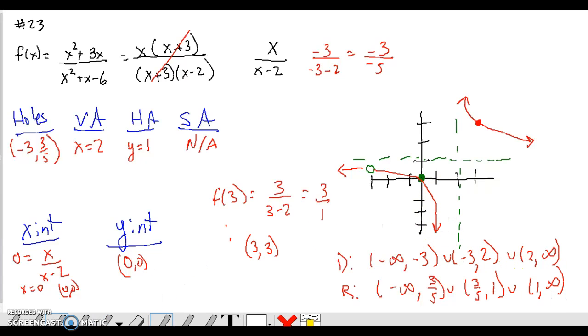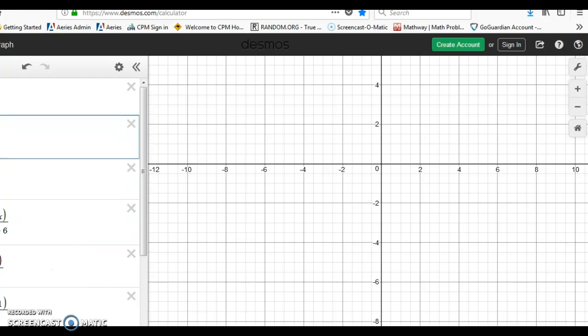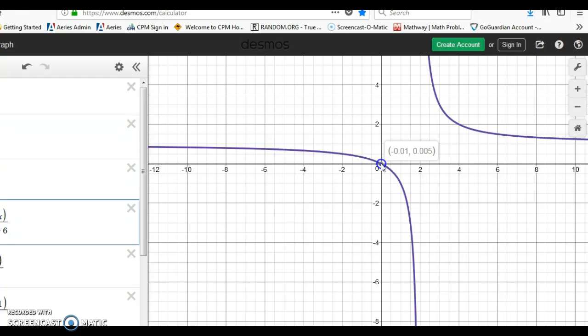Okay, so let's see what this graph actually looks like. So it'll look like that. So again, here is our x-intercept. We said that there was going to be a hole at -3. So notice that it says it's undefined. And we can kind of see an open circle at that point. Over here, we said 3, 3. So let's see, where's 3? Here we go, 3, 3. Roughly right about there. But we get the idea. Okay. Let's continue.